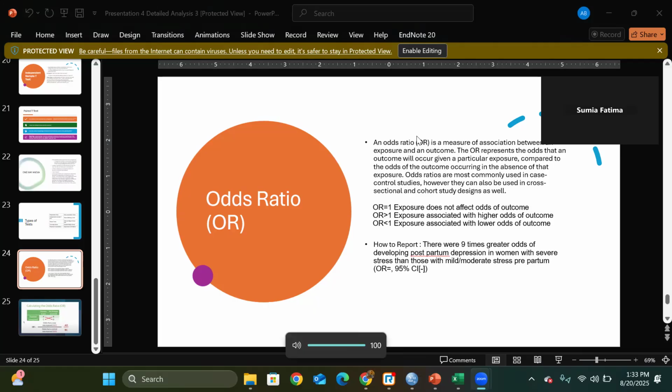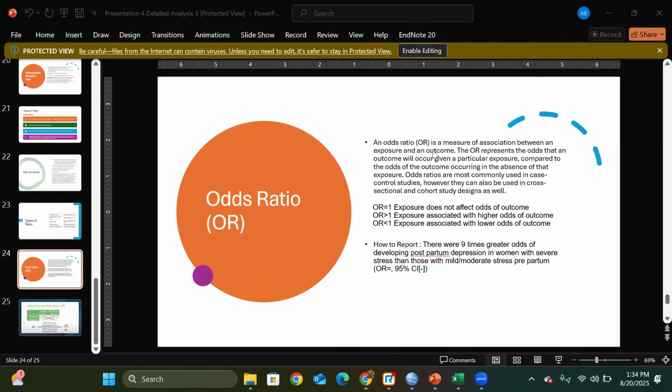Also for the odds ratio, I wanted to record the video again with another example set. So an odds ratio is a measure of association between an exposure and an outcome.